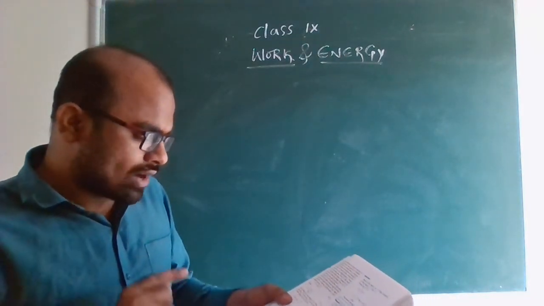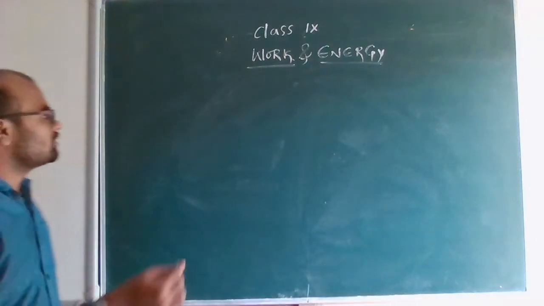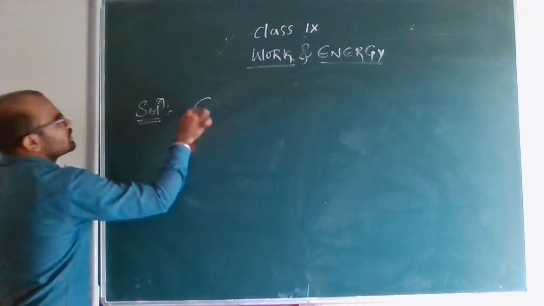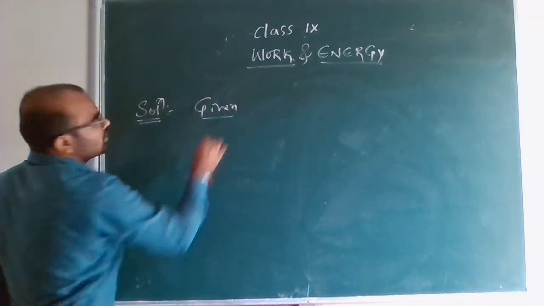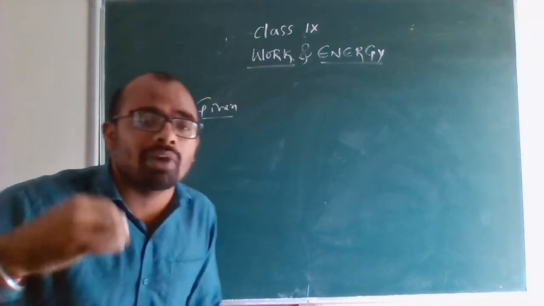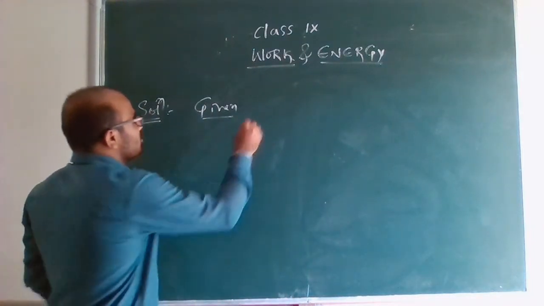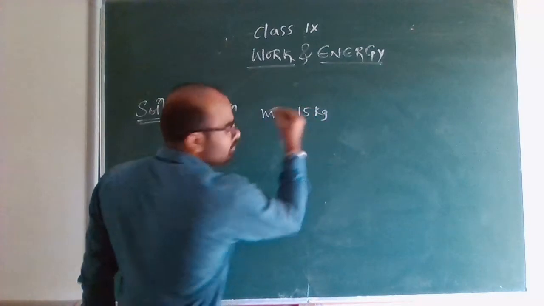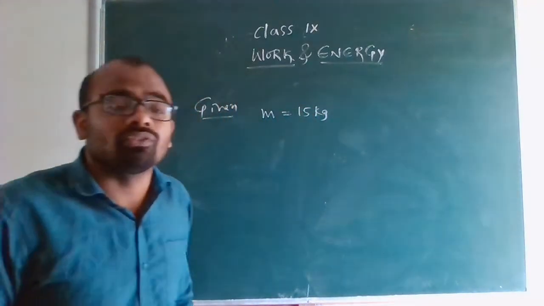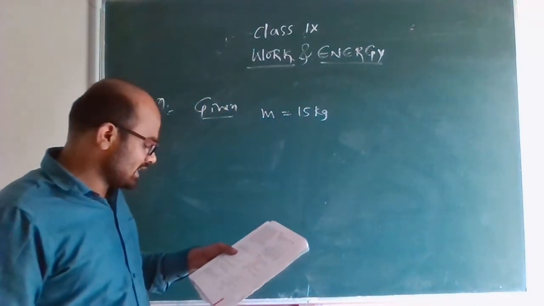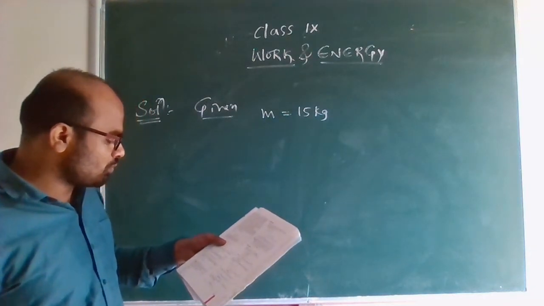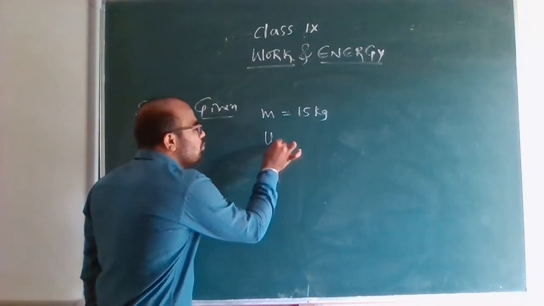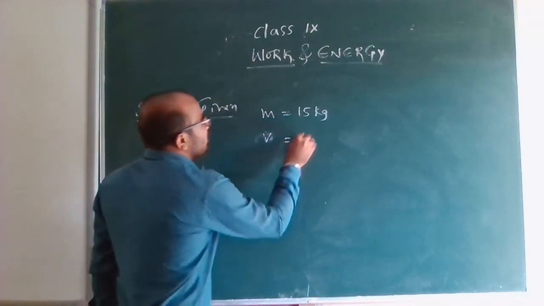An object of mass 15 kg. Whenever you read the question, first write what is given. In the solution, write given. What have they given? An object of mass 15 kg, that means m is 15 kg. The object is moving with a uniform velocity of 4 meter per second, that is v, 4 meter per second.